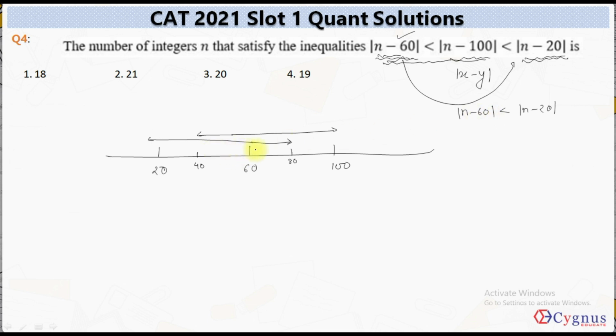Any other reason? I've already equated n minus 60 and n minus 20, and I have also compared 60 and 100. Yes or no? और किसको कंपेयर कर सकता हूं? Can we compare these two? Mod of n minus 100 is less than mod of n minus 20. That means your point should be more closer to 100 rather than 20. This is 20, this is 100, then midpoint is 60.